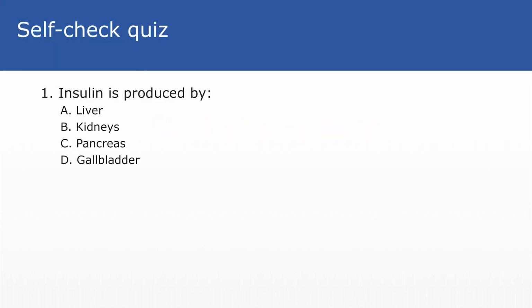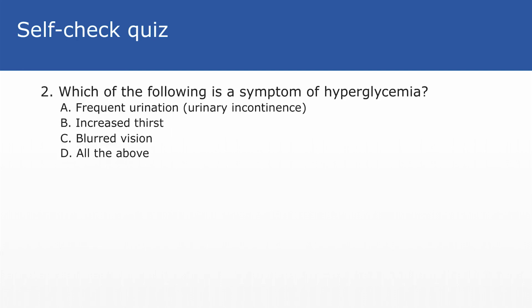Now, let's work through a self-check quiz together to reinforce some of the key learnings from this module. Question 1. Insulin is produced by A, the liver, B, the kidneys, C, the pancreas, or D, the gallbladder? Great job! The answer is C, the pancreas. Question 2. Which of the following is a symptom of hyperglycemia, or high blood sugar? A, frequent urination or incontinence, B, increased thirst, C, blurred vision, or D, all of the above? Nice work! The answer is D, all of the above.